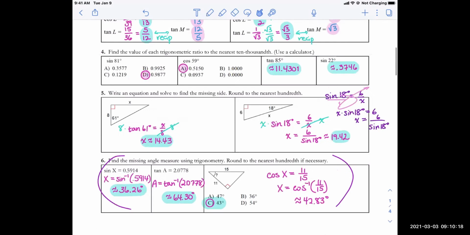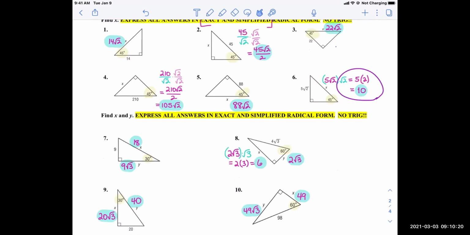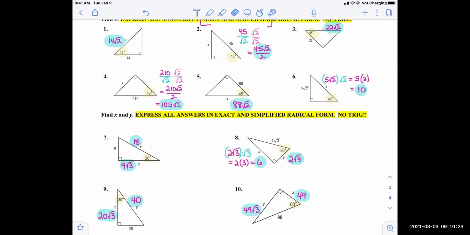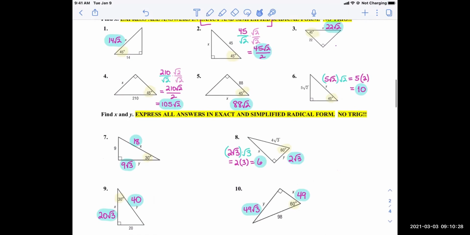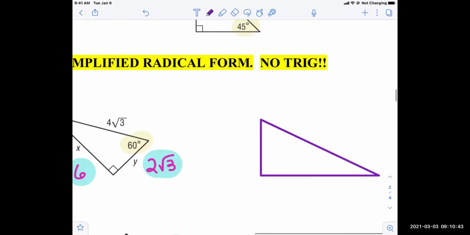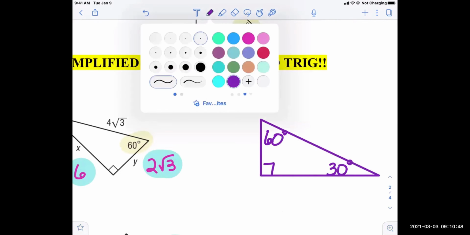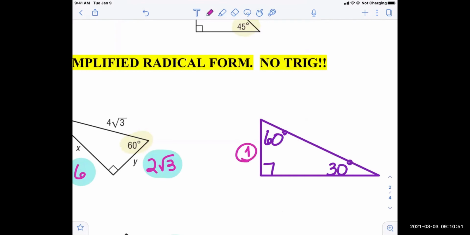Okay. And then the 45, 45, 90s we haven't done for a while, so you guys seem to be really good with that. When we first went over them, it's just been a minute since we've done these problems. So remember that in a 30, 60, 90, this is called a reference triangle. In a 30, 60, 90, your ratio of sides is 1, root 3 on the long leg, and then 2 on the hypotenuse.